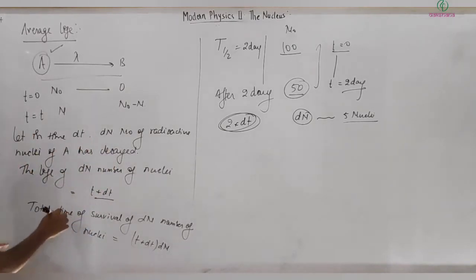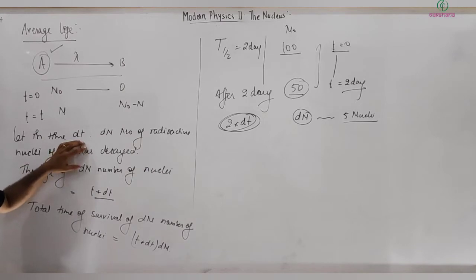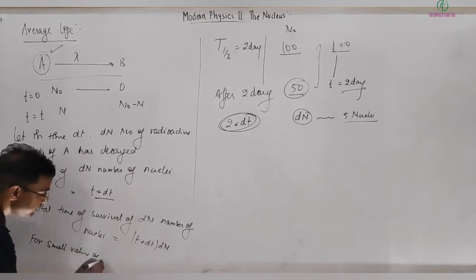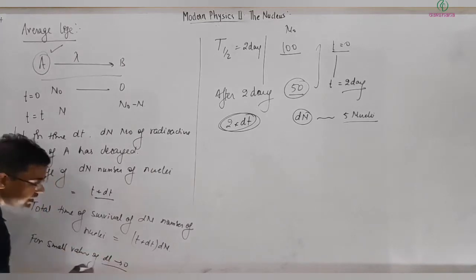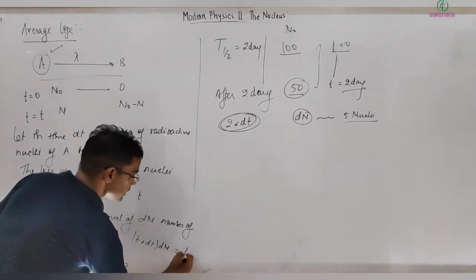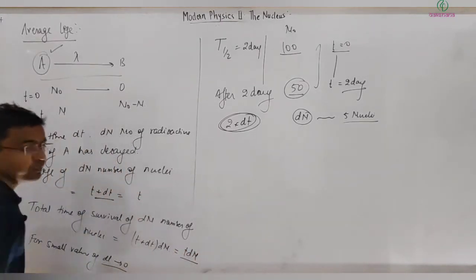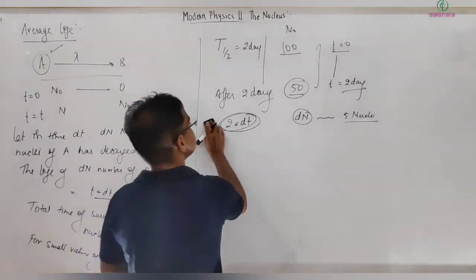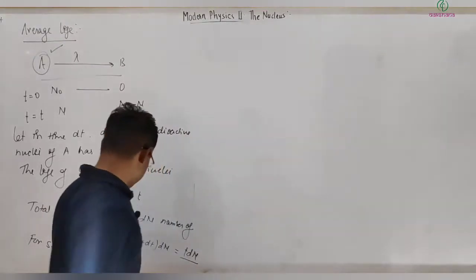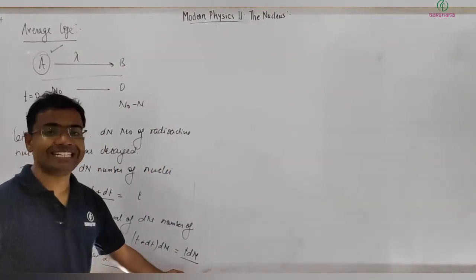Okay, so the total time of survival of dn nuclei we can write this, but here I told you this dt is small. So for a small value of dt, we can say it's almost tending to 0. In that case this will be almost t, and I can write t into dn, right? So this is the duration of survival of dn number of nuclei.